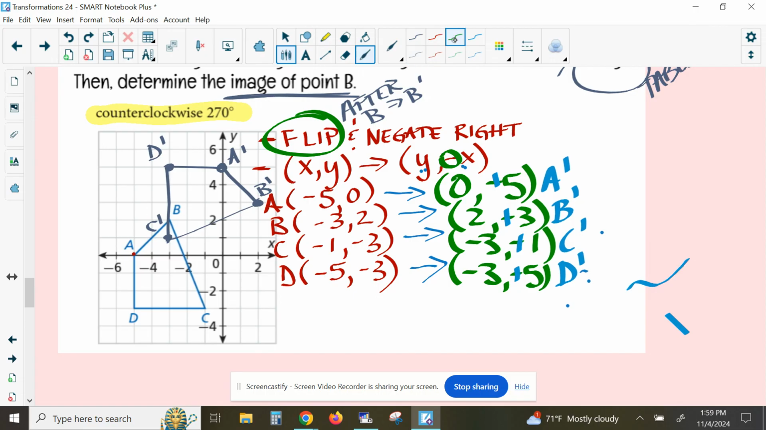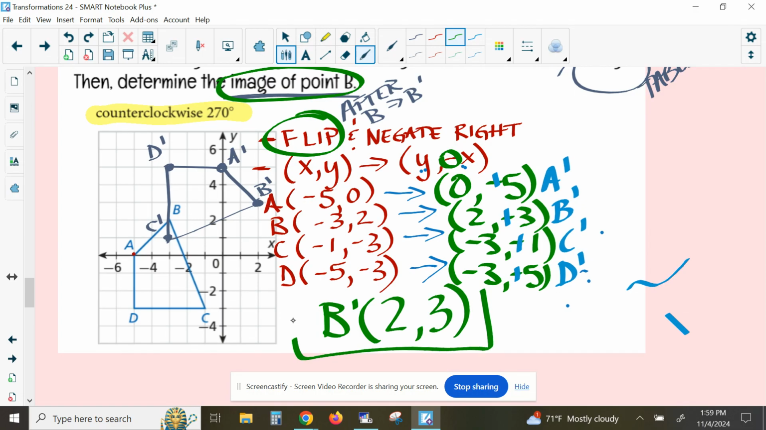What was the question they wanted us to do? What is the image of point B? So how would we answer? The image of point B is our B prime, right? And that's at what? 2, 3? Okay.